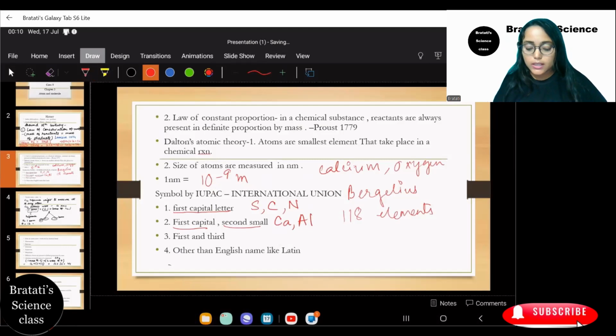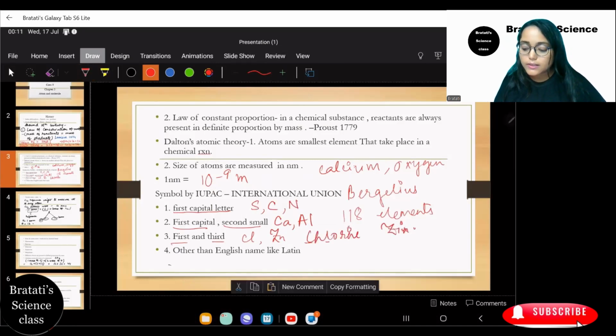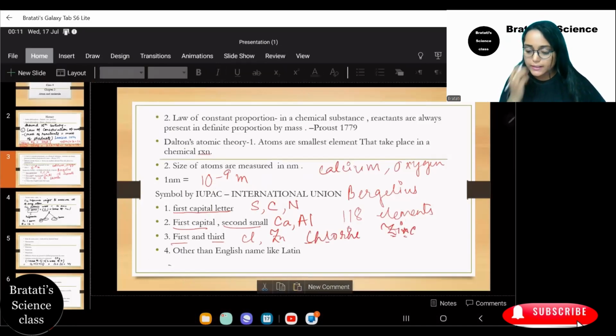And they also said that it's not necessary it will be the first and second, but we can take the first and third. For example, chlorine, Cl. For example, zinc, Zn. So if you observe this, in the spelling of chlorine they have taken C and L. Zinc, here they have taken the first and the third.